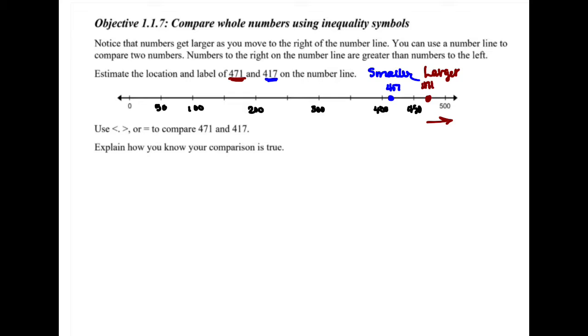Okay, so now use those symbols to compare the two. Let me explain what those symbols are really quickly. So we have this one, and this one. The last one, you've seen that one all the time. This is equal, right? So are those two numbers equal? No, they're not, so we're not going to use that symbol. Now the other two: the top one is a less than, and the bottom of the two is a greater than.